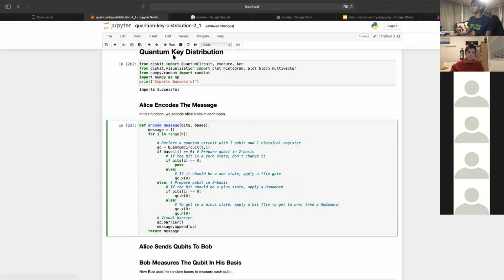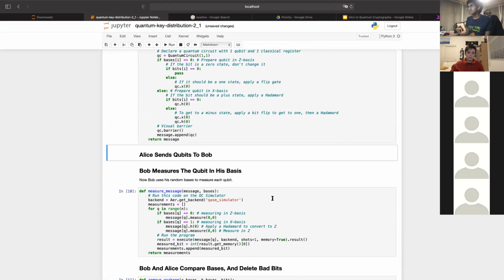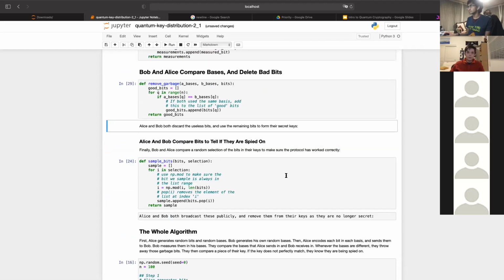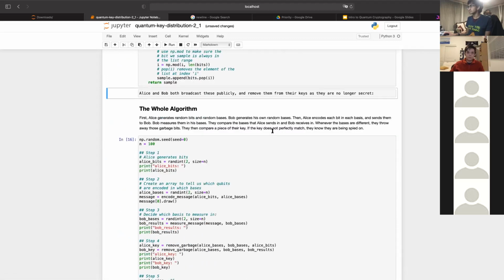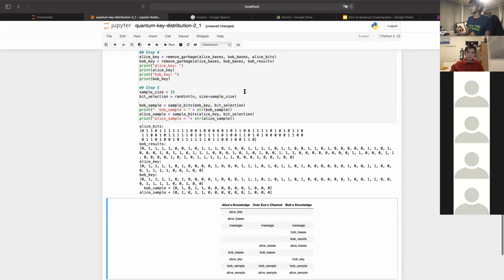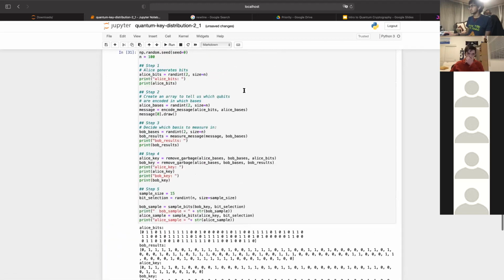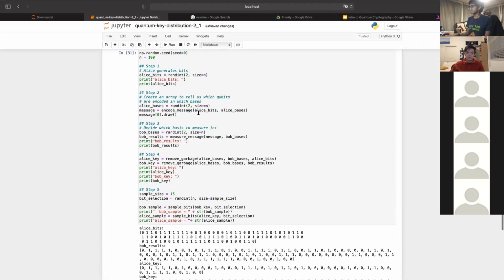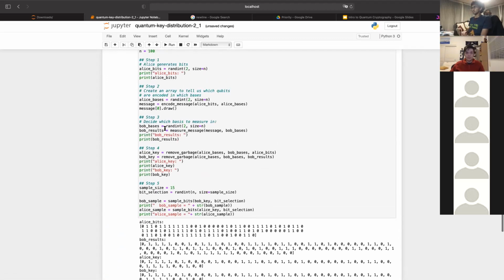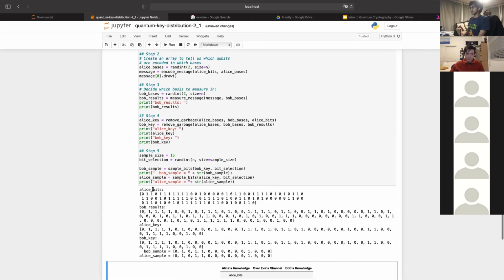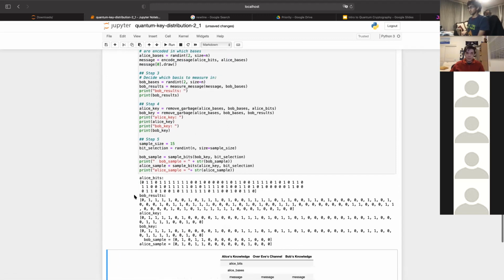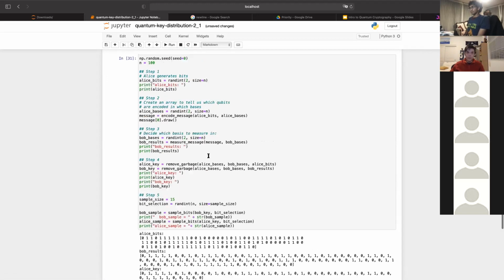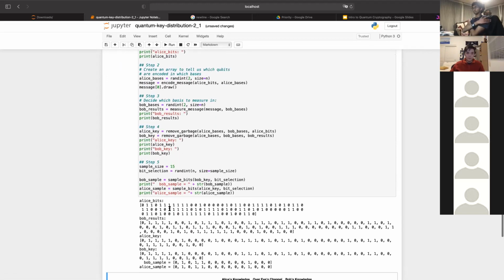So here I ran the import statements. Here I just declared the functions. And then there I just ran the full algorithm. So it generated random bits, generated random bases, generated bases for Bob. And here you can see Alice's bits, which is what she's sending. And then Bob here printed his results.